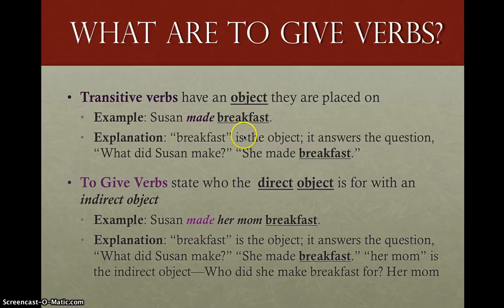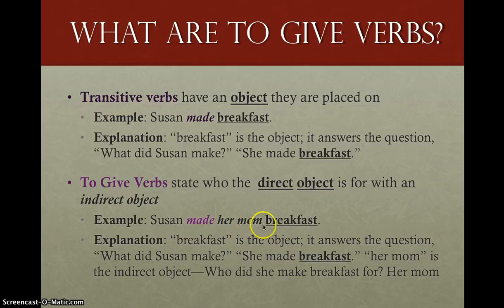Now, to give verbs are a particular type of transitive verb. They're a transitive verb that says who the direct object is made or given for. So let's see an example. Susan made her mom breakfast. Susan is still making breakfast. She still has a transitive verb, because what did she make? She made breakfast. But now there's a new question we could ask: who did she make breakfast for? Well, she made breakfast for her mom.